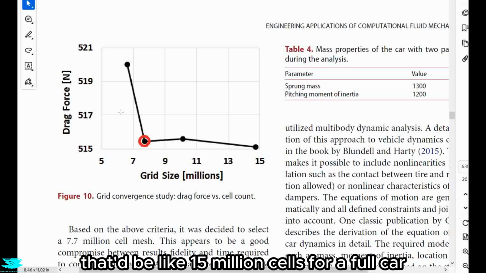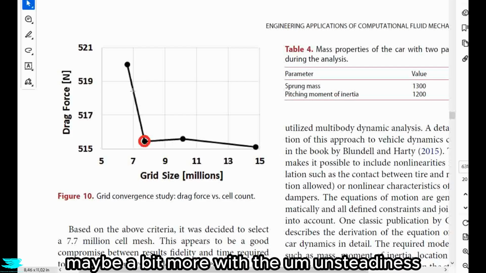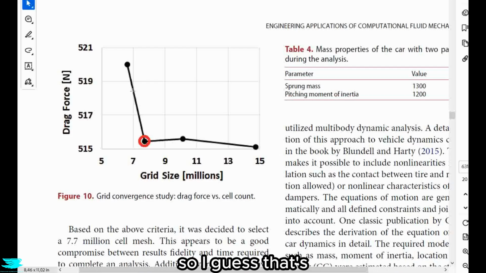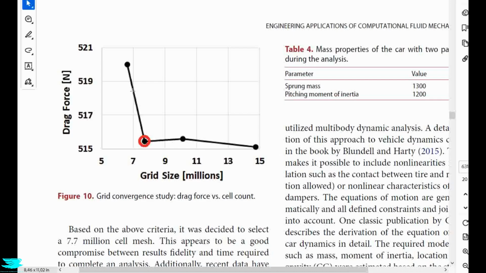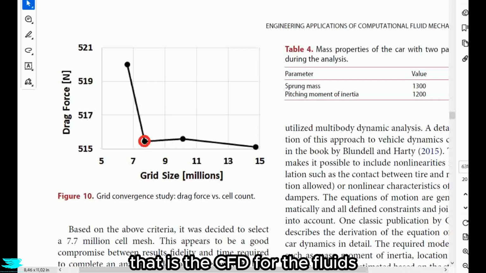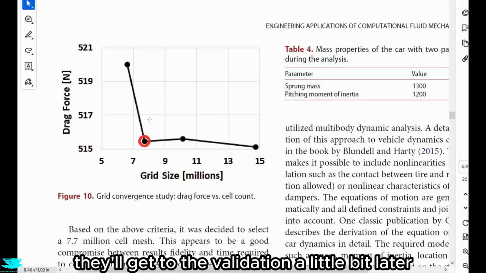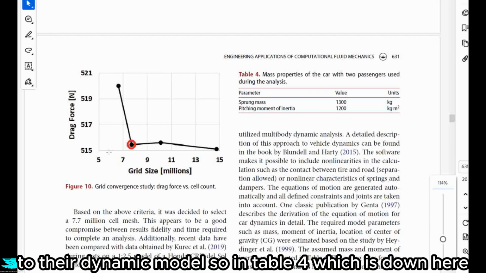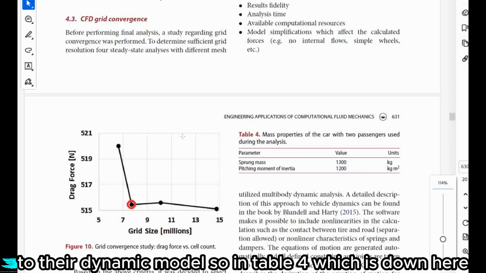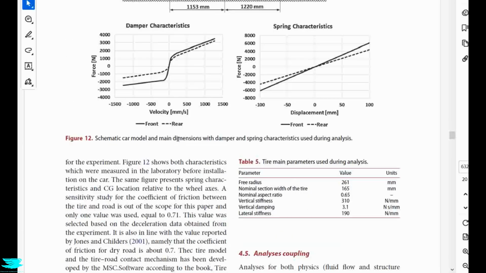That would be like 15 million cells for a full car, maybe a bit more with the unsteadiness. So I guess that's kind of starting to get into the ballpark. Anyway, that is the CFD for the fluids, except for the validation. They'll get to the validation a little bit later, but now let's look into their structures side, so their dynamic model. So in table 4, which is down here, somewhere, here we go.